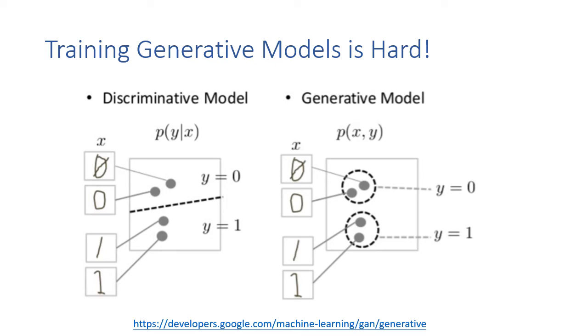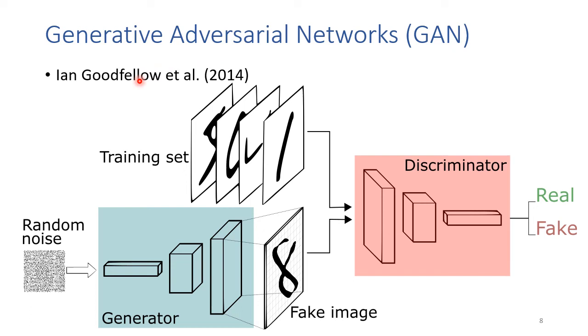In order to train generative models, Ian Goodfellow has proposed a novel framework called Generative Adversarial Networks, also called GAN. So GAN uses two subnetworks. One is called Generator, and another one is called Discriminator. The Generator is to generate data. In this case, it accepts random noise as input, then generates fake images.